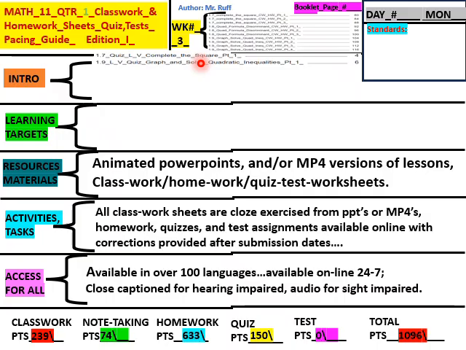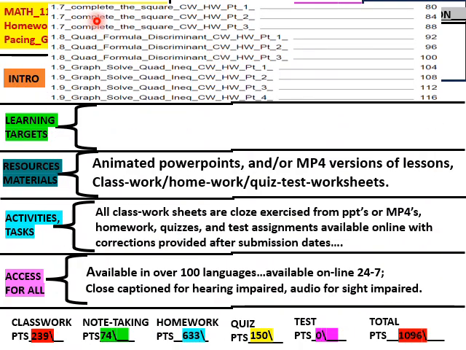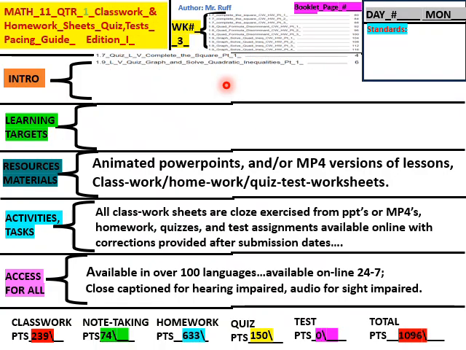You have two quizzes here for week 3. We go into 1.7 complete the square, classwork and homework parts 1, 2, and 3. Then 1.8 quadratic formula and the discriminant, classwork and homework parts 1, 2, and 3. And then 1.9 graph and solve quadratic inequalities, classwork and homework parts 1, 2, 3, and 4.